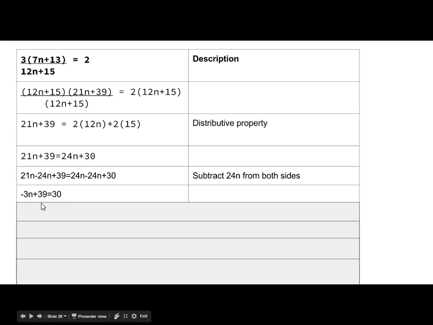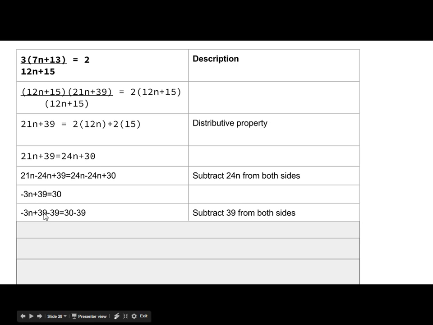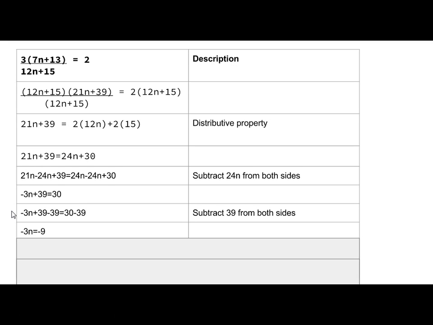So once again, I have this 39 left here on the left side, and I want to get it over to the right side. So I need to subtract 39 from both sides. This is my equation for this step. Negative 39 plus 39 minus 39 equals 30 minus 39. Simplifying all my numbers here, I'm left with negative 3n equals negative 9.